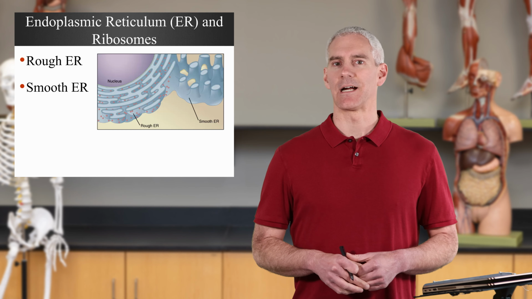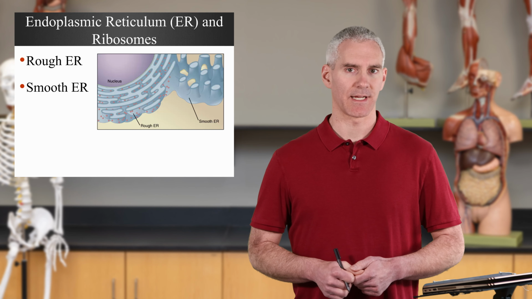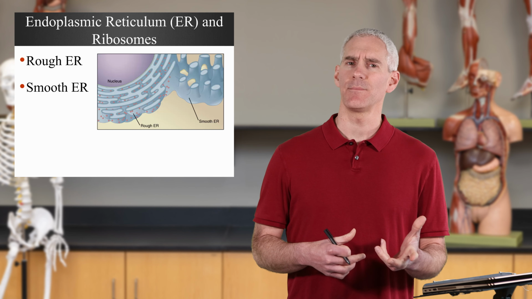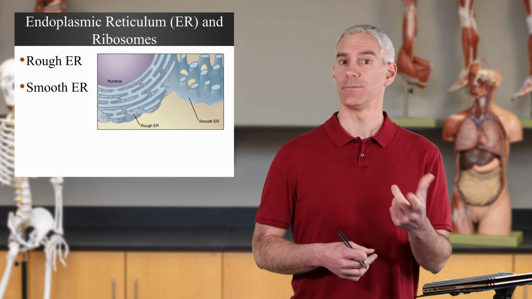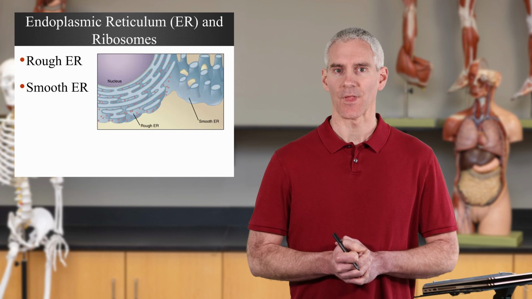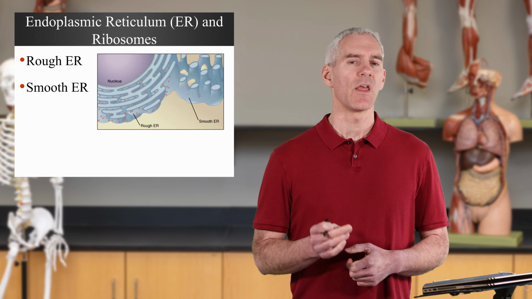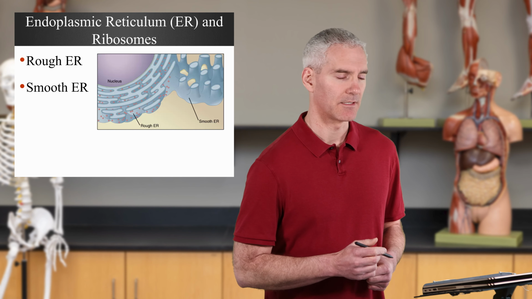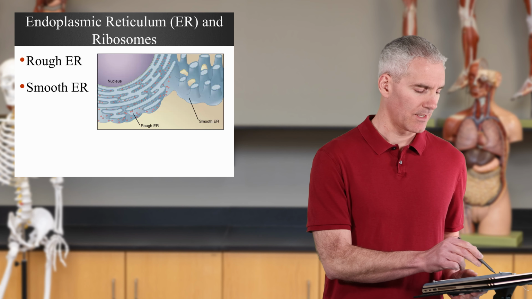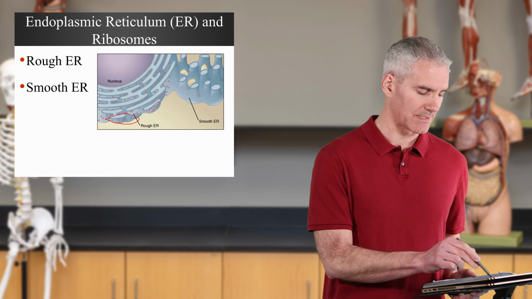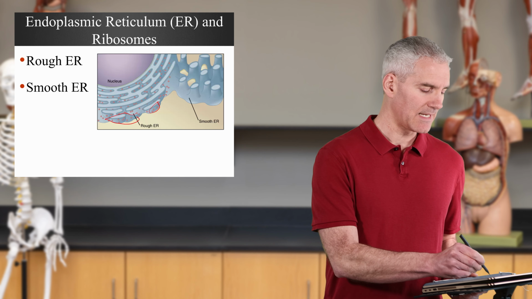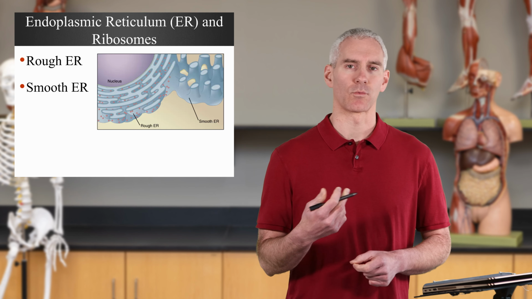So we'll start with the ER, the endoplasmic reticulum. Now, this actually comes in two different varieties. You have a smooth endoplasmic reticulum, as well as a rough endoplasmic reticulum. The rough endoplasmic reticulum, as you can see here, has all these dots around it. Now, these dots are actually ribosomes.